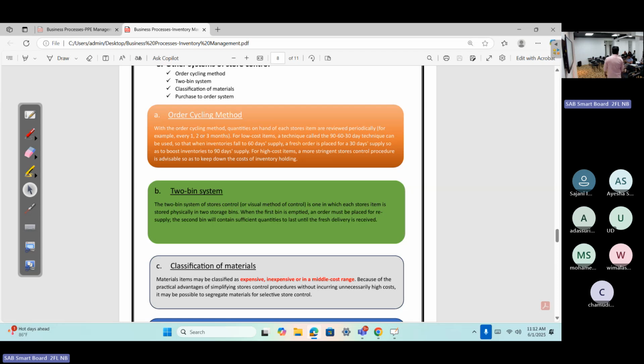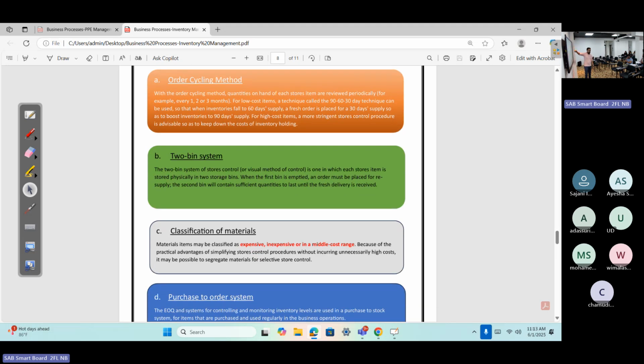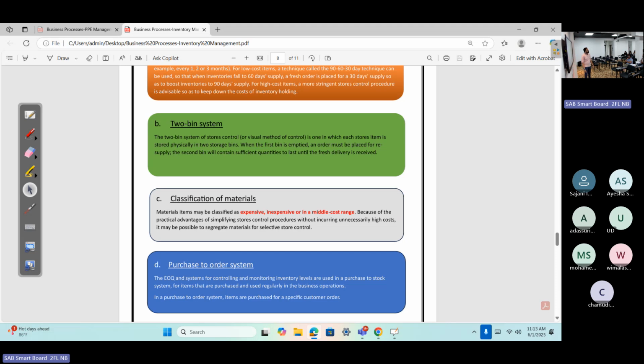Why are these controls implemented? Why should an organization implement these controls, the main reorder level, minimum level, maximum level, and these other controls? In order to perform business operations smoothly, without interrupting customer demand, without interrupting your business, and at the same time controlling your unwanted cost. So, 4 other controls also there: order cycling method, two-bin system, classification of materials, and purchase to order system.